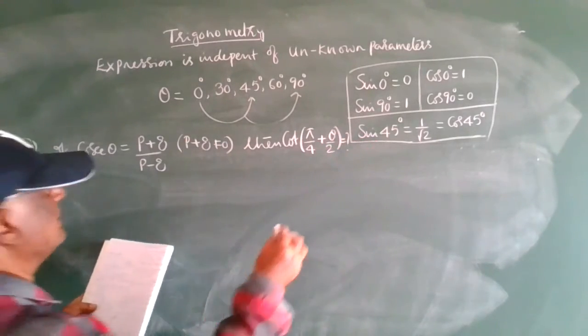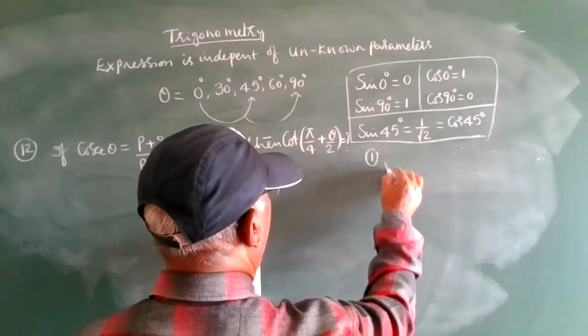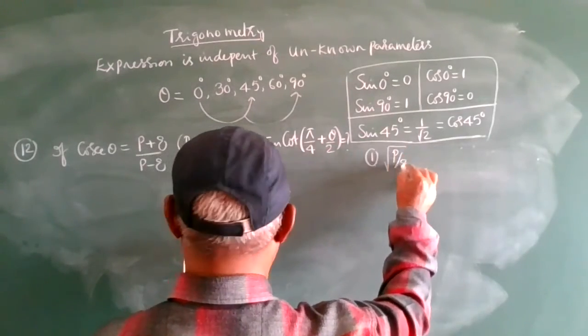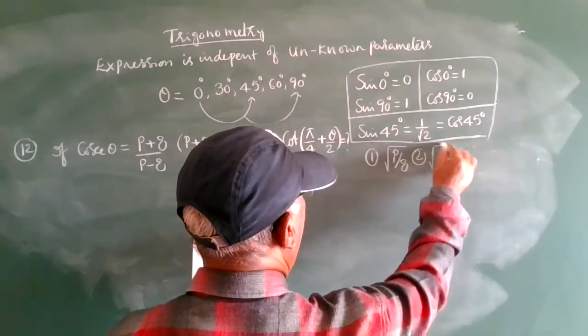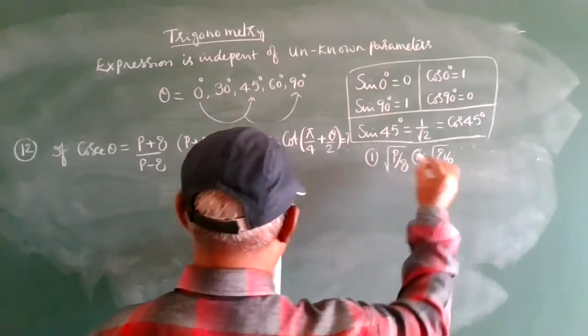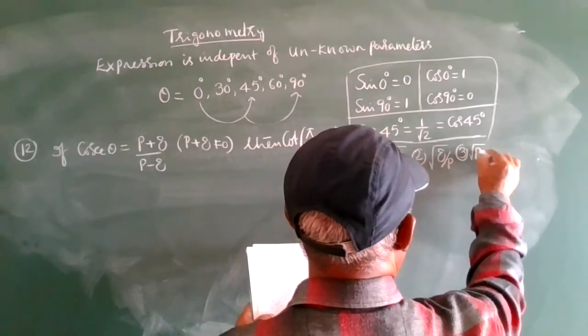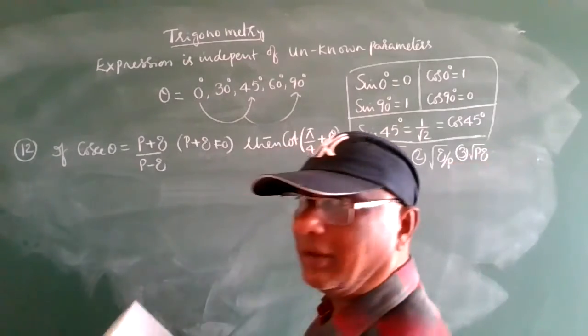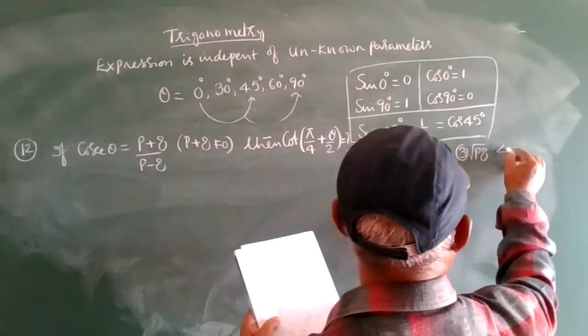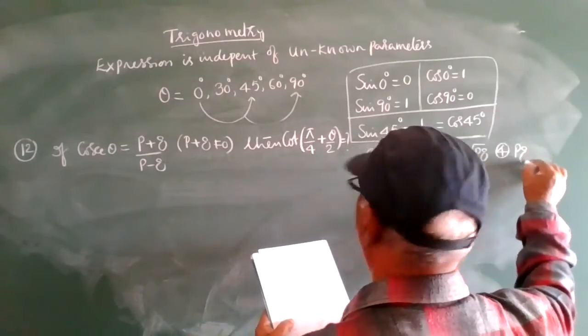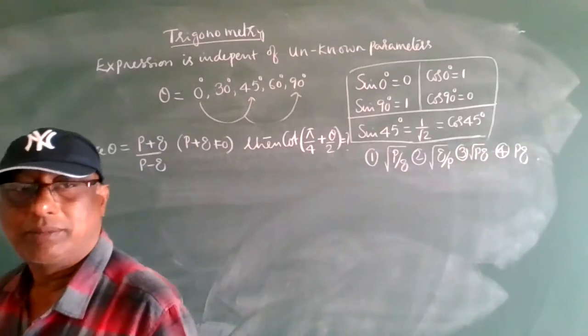The first option is root over P by Q. The second option is root over Q by P. The third option is root of PQ. The fourth option is PQ. Right. Everyone observe these are the problems.